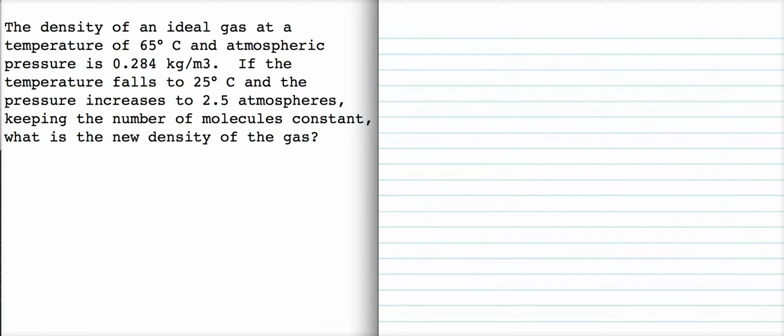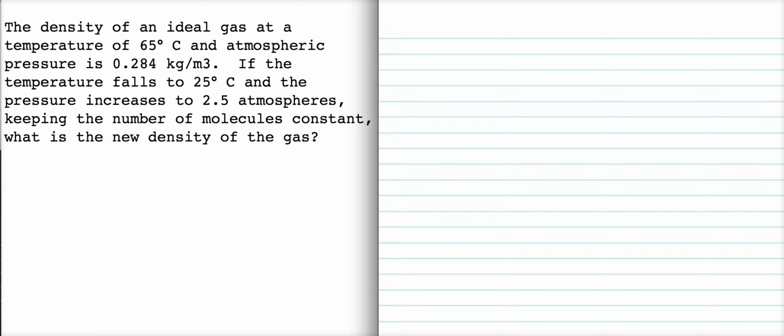This is an ideal gas problem that also involves density. So for problems like this, if it wants to know the new density of the gas, that's basically like asking for the new volume of the gas. We just have to make one more step. So let's look at this as an ideal gas problem.